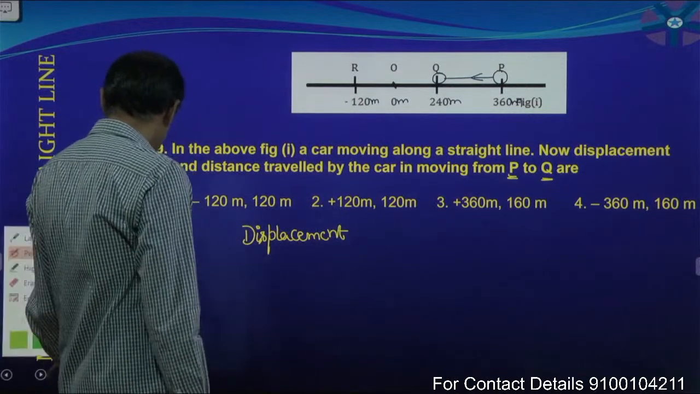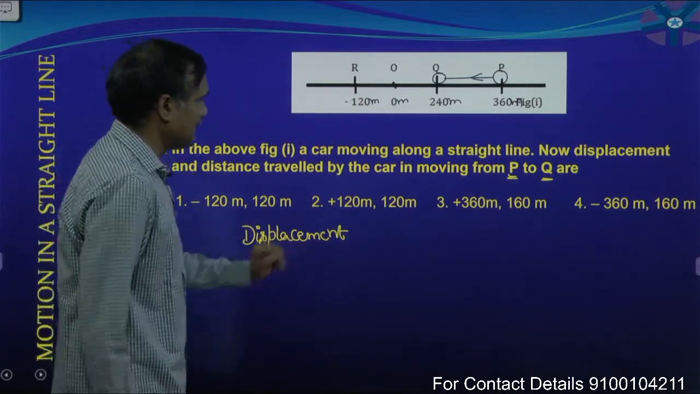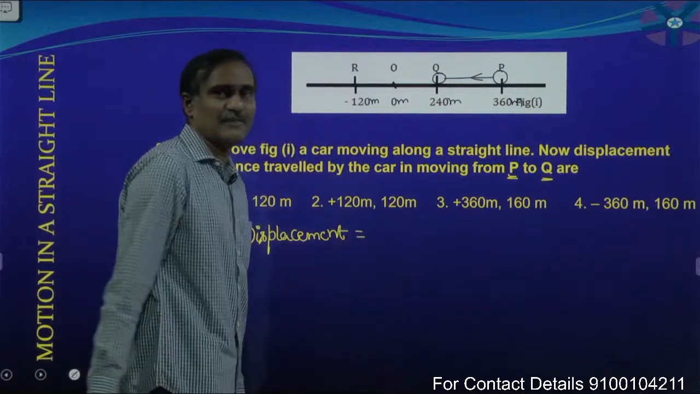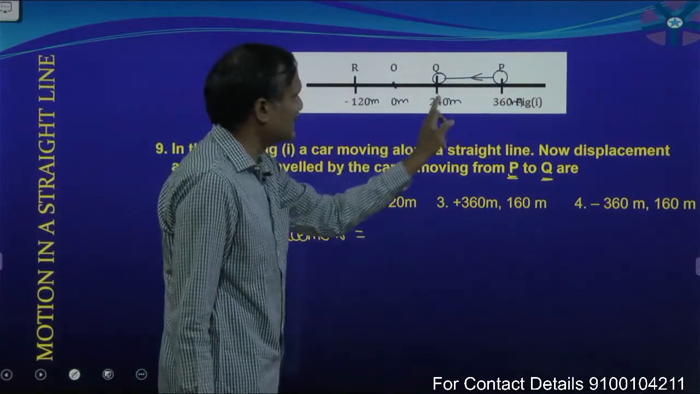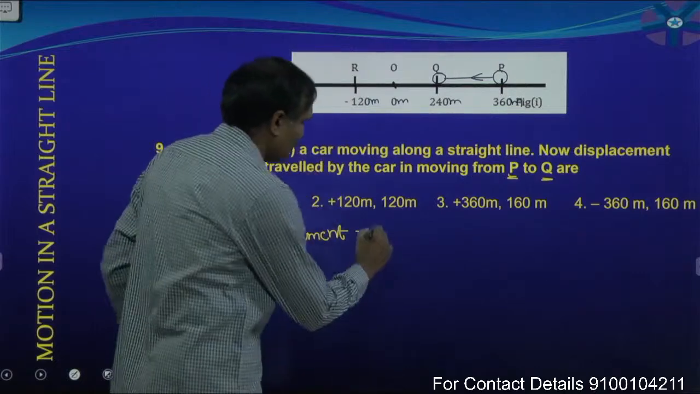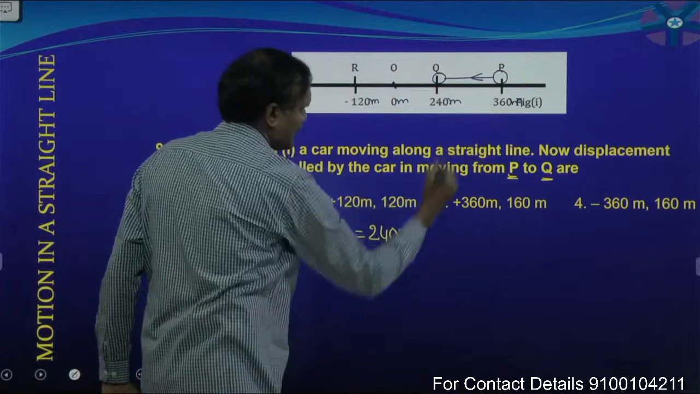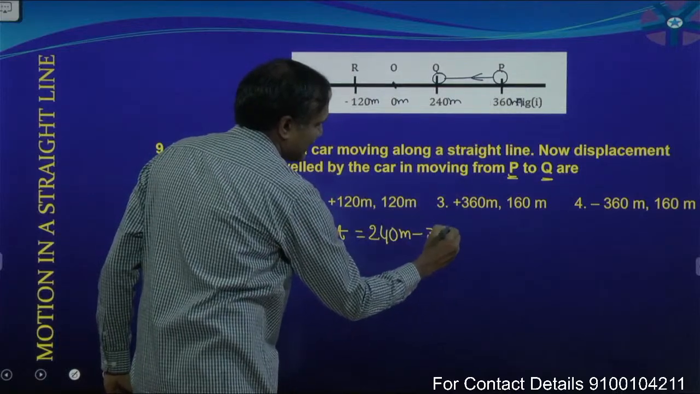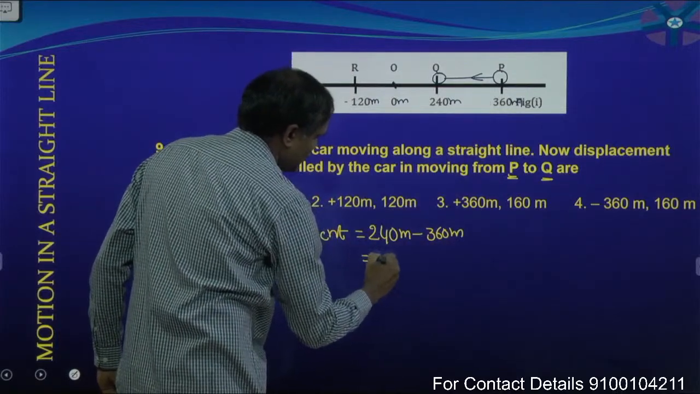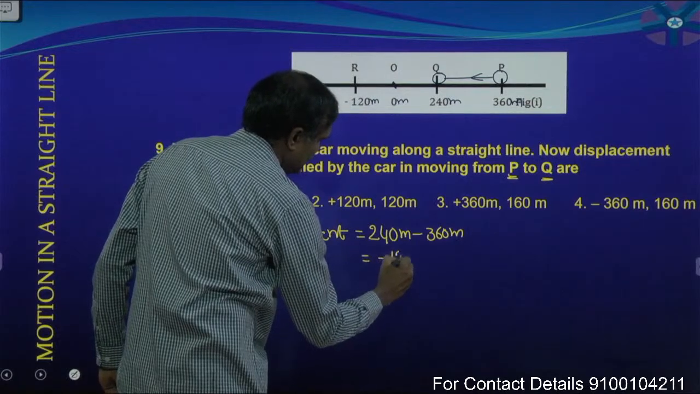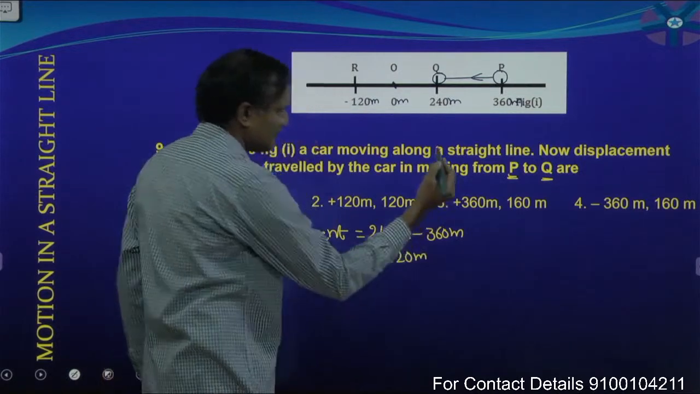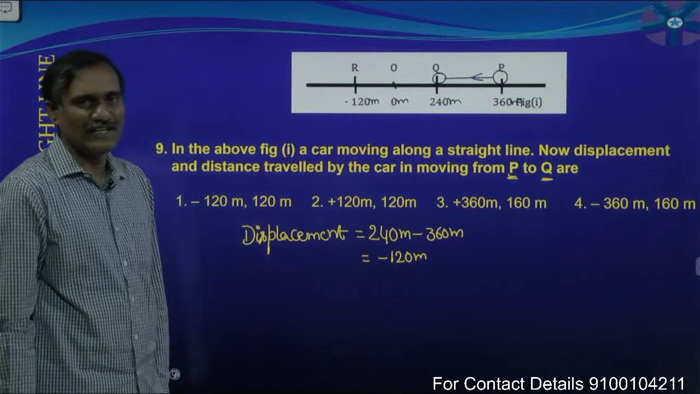Okay, now we want to calculate displacement, final position minus initial position. For this journey, 240 meter is the final position. Now, what about initial position? 360 meter. Now, the answer becomes how much? Minus 120 meter.